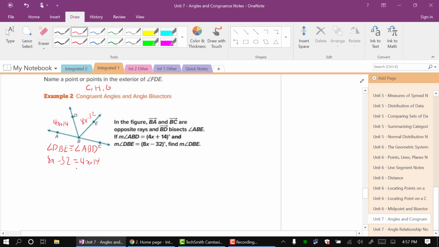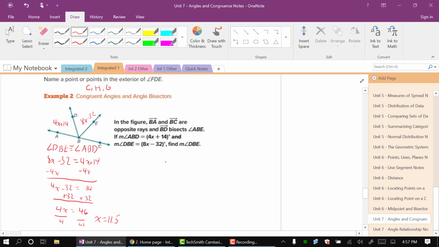So which is smaller, 8 or 4? 4 is smaller, so I'm going to subtract 4x from both sides. That gives me 4x minus 32 equals 14. Add 32 to both sides. Gives me 4x equals 46. And then I'm going to divide both sides by 4, and I'm going to get 11.5. So x equals 11.5.